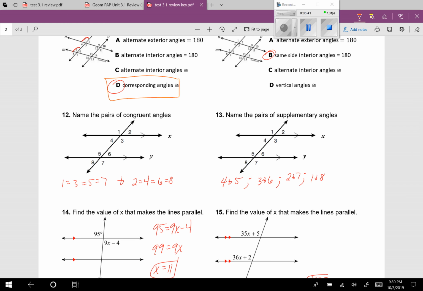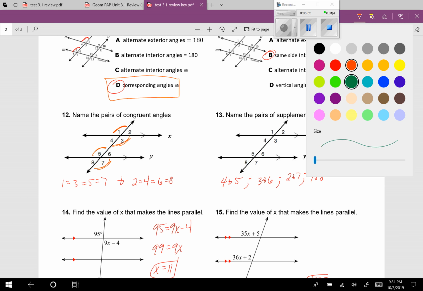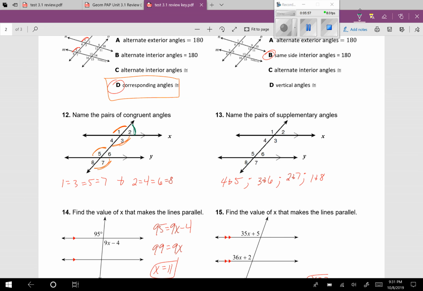Question 12. Name the pairs of congruent angles. So basically, if you just do your colors, everything that's the same color is congruent. So right away we see 1 and 3, 5 and 7, and then 2 and 4 and 6 and 8. Those are your congruent ones. So this is a group and this is a group.